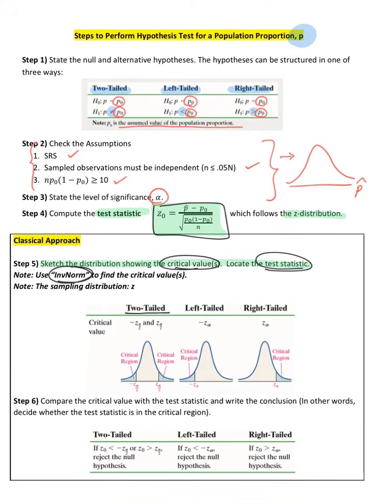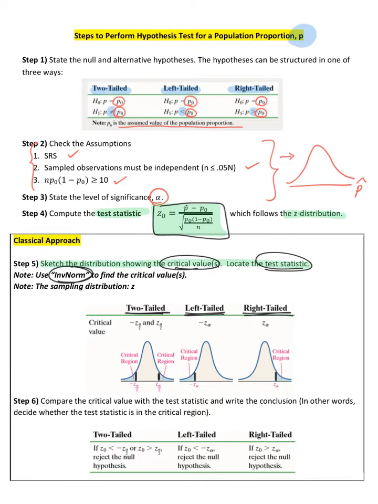Now for the two-tailed test, you have two critical values, one on the left and one on the right. So before you use the inv-norm function, you have to divide alpha, the significance level, by 2. Then you use inv-norm to figure out the critical value. For the left-tailed test, you have only one critical value on the left of the distribution. For the right-tailed test, there's only one critical value on the right of the distribution.